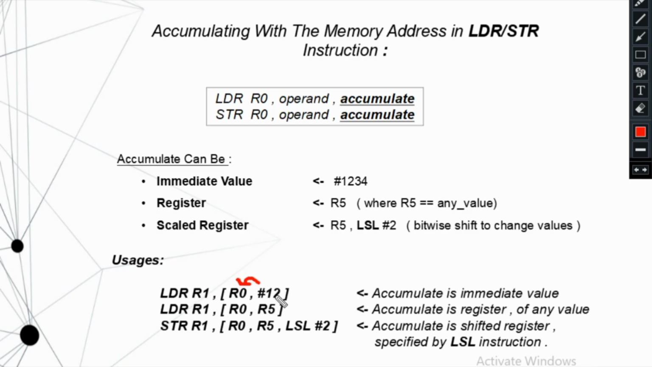So what can this accumulate be? It can be an immediate value, a register, or a scaled register. A scaled register is nothing but a logically left-shifted version of the register operand.